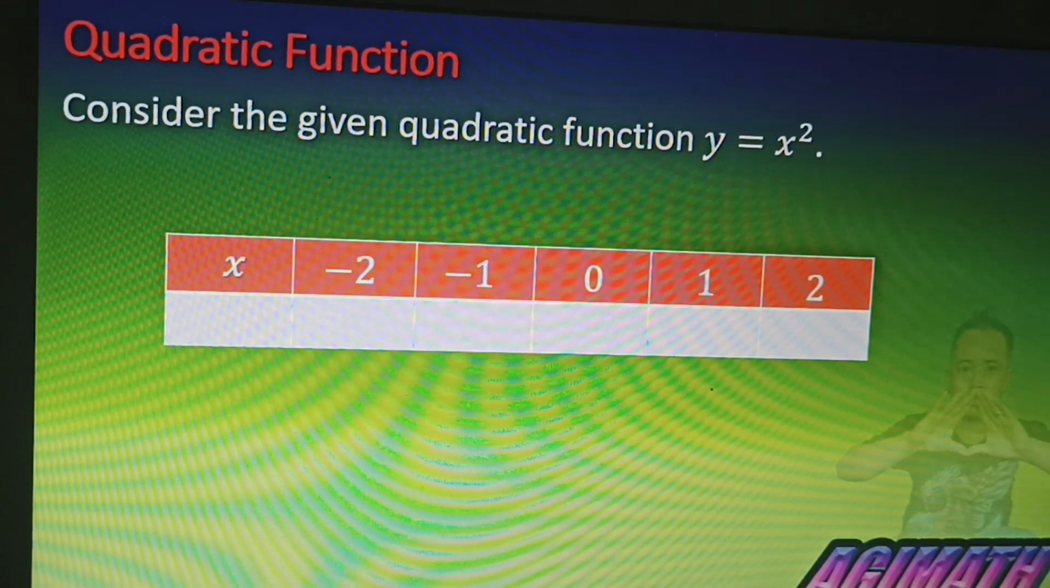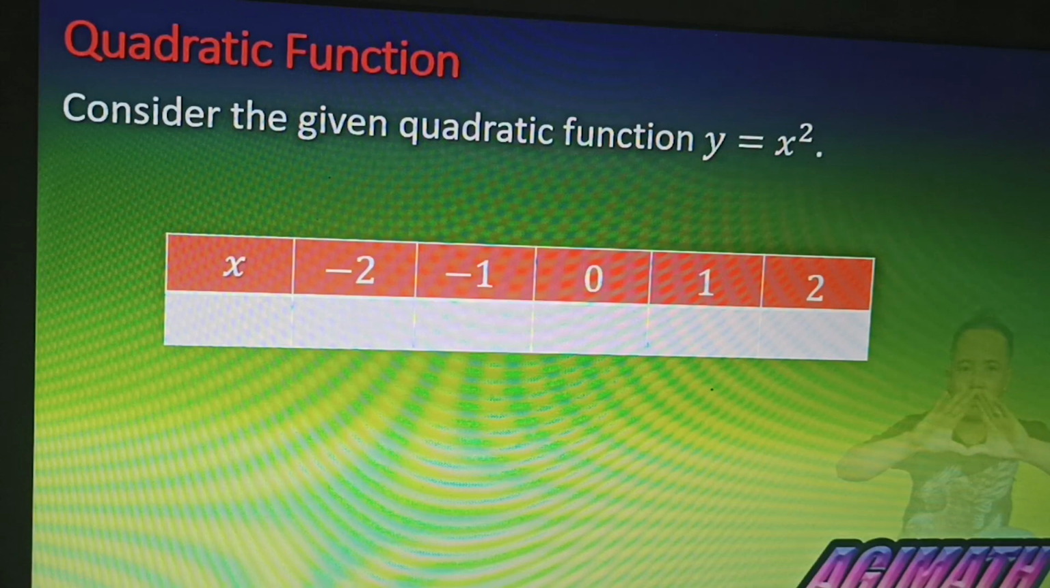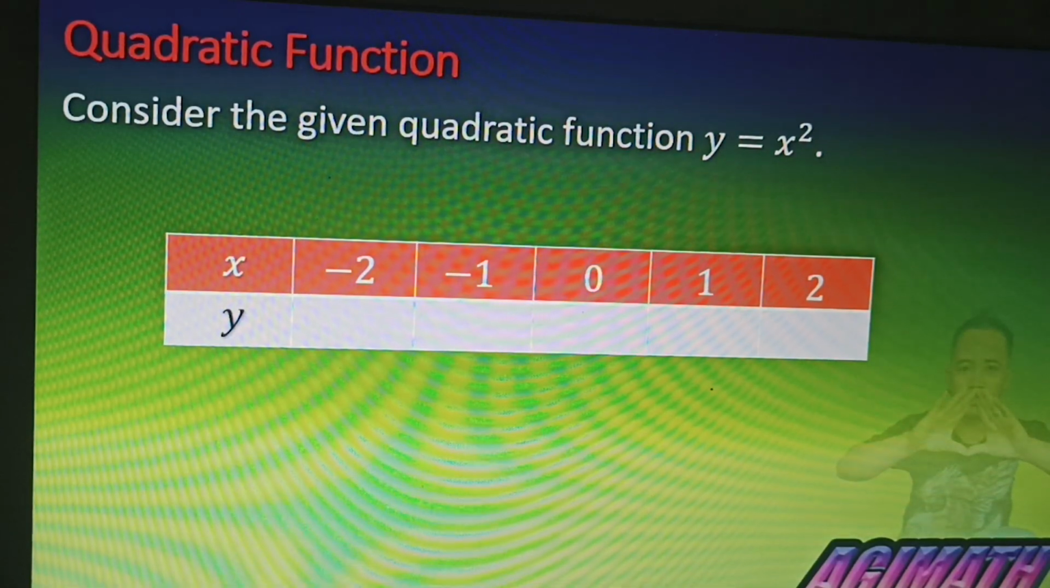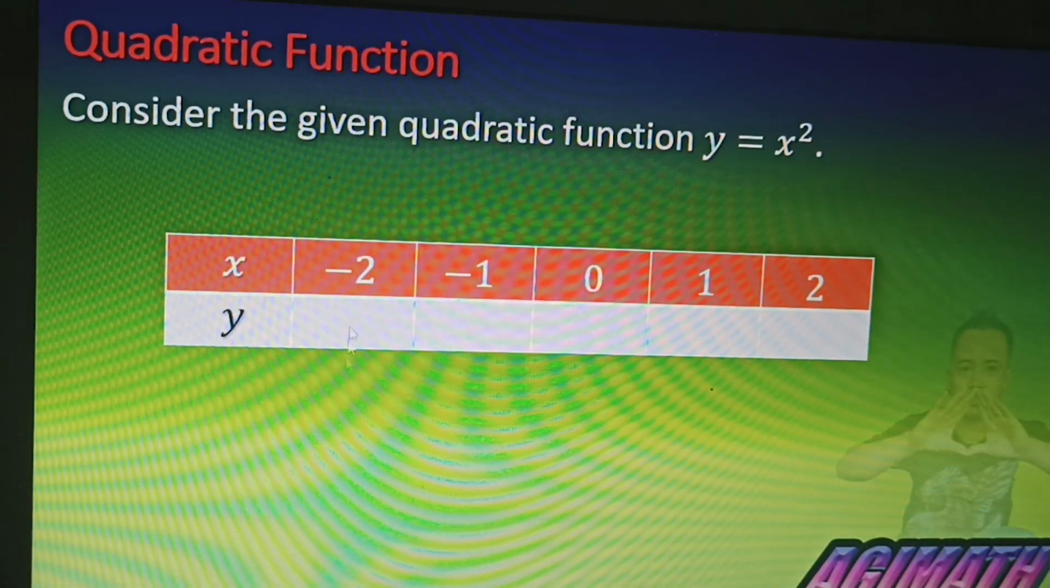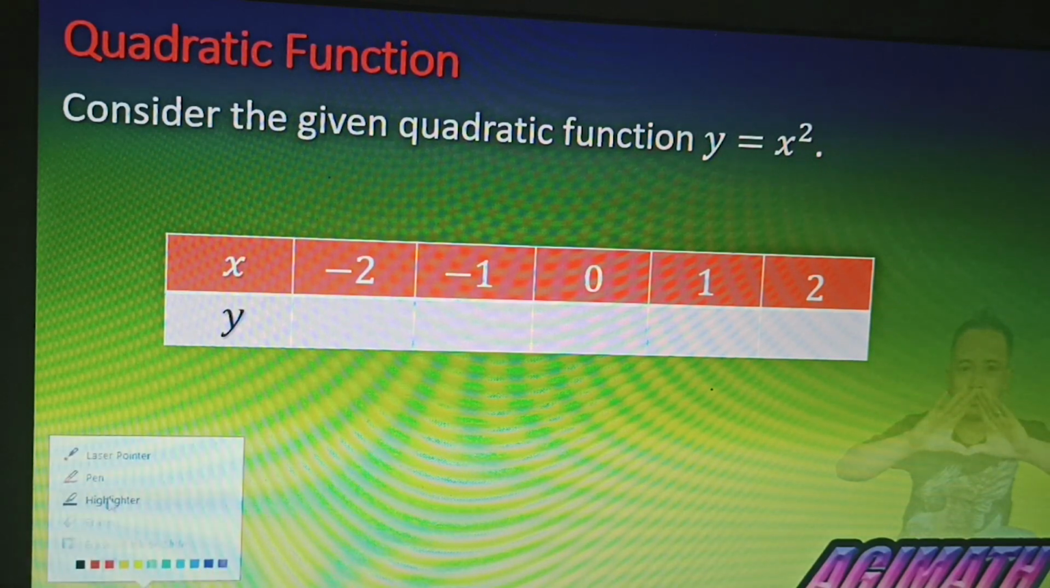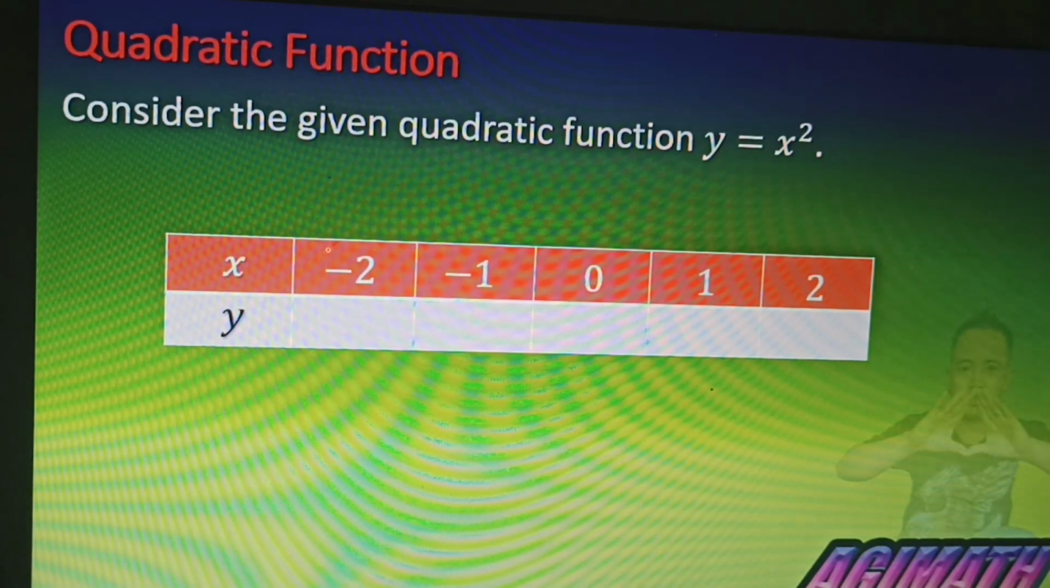Again, we can choose values because x is the independent variable and it depends on who is solving. So since I'm the one making this video, I want my values of x to be those values. But for y, we need to solve. So if x is equal to negative 2, what will be the corresponding value of y? Again, you are just going to substitute.